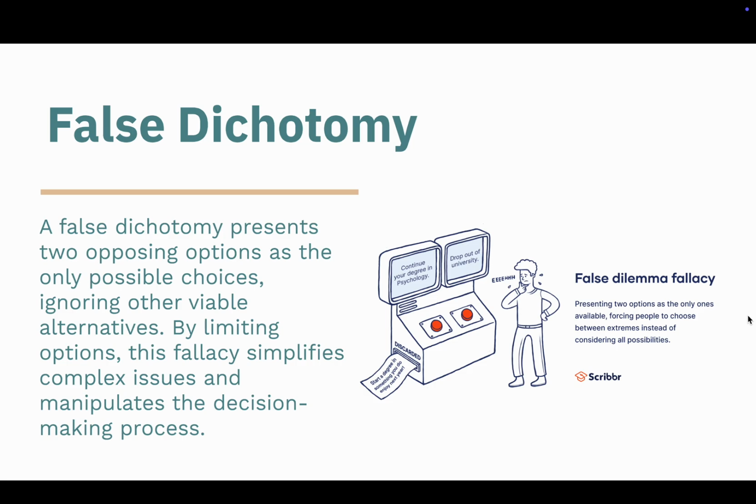False dichotomy presents two opposing options as the only possible choices, ignoring other viable alternatives. So, by limiting options, this fallacy simplifies complex issues and manipulates the decision making process.